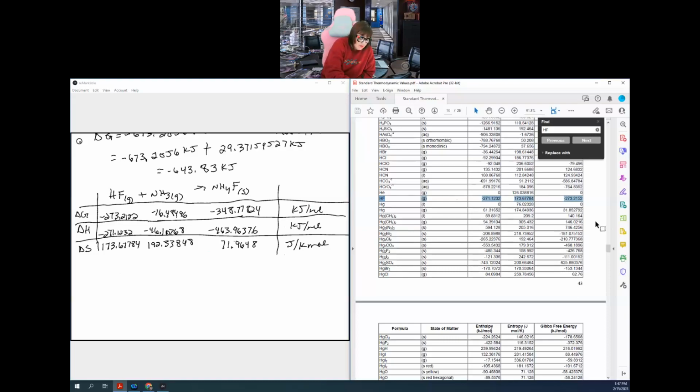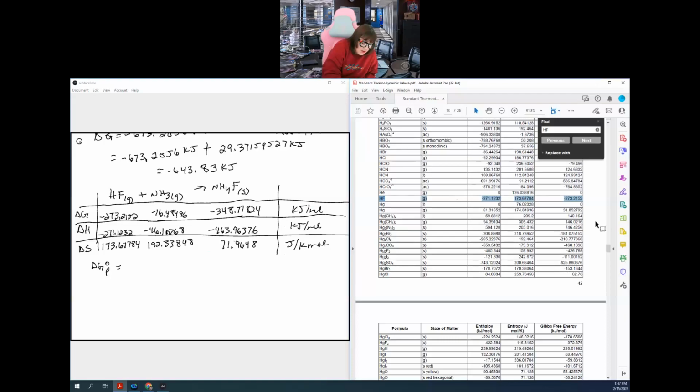Cool. So let's do our delta G direct calculation first. I'm not going to rewrite the equation. I am hoping that by now you know that every time we do this, it's the sum of the stoichiometry times the value that we get from the table for all of our products, and then add all those together, and then subtract all of those reactants from that.